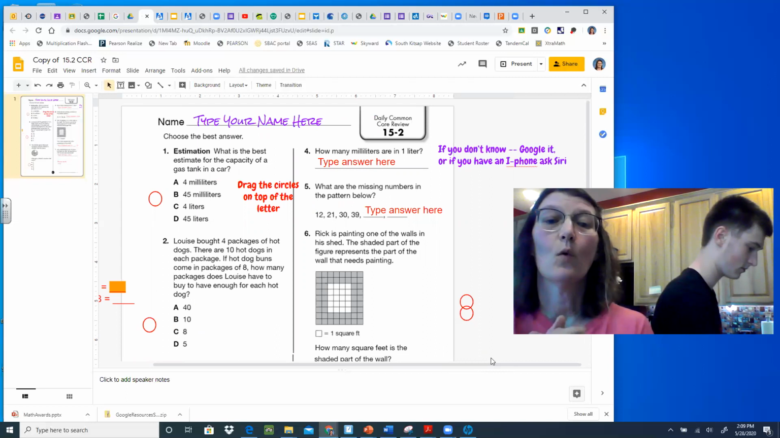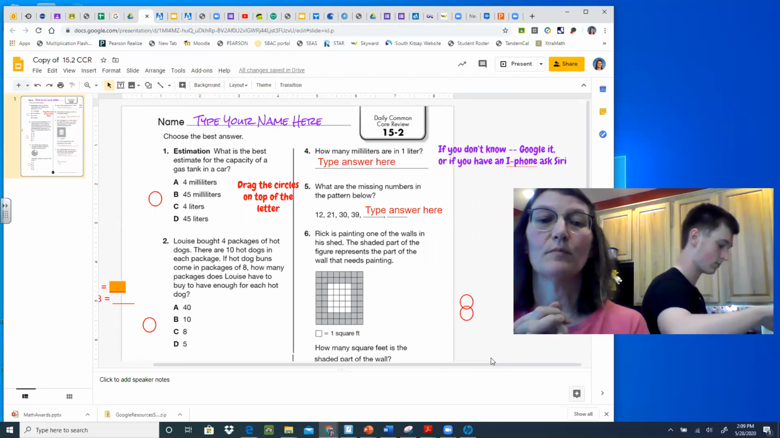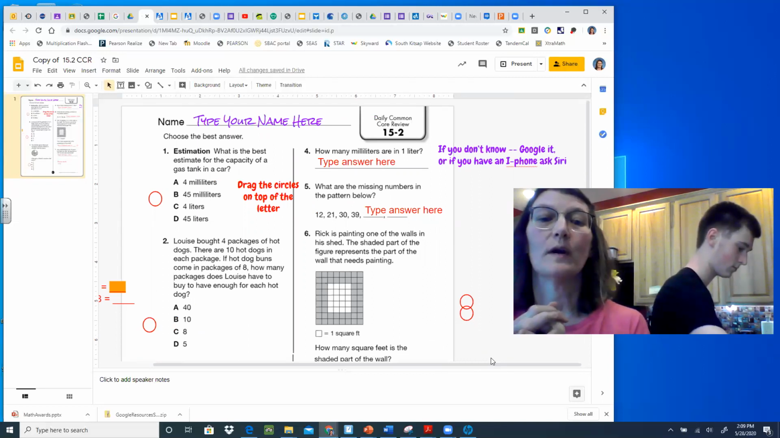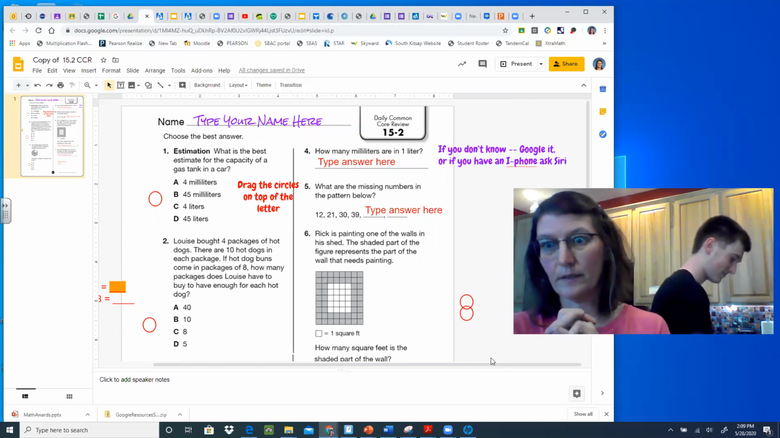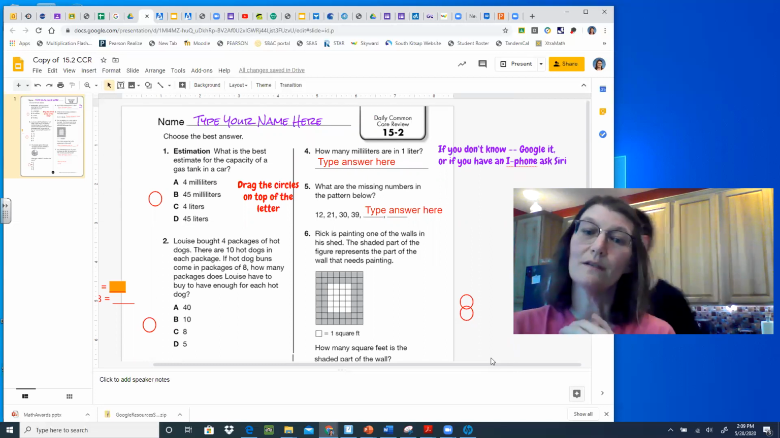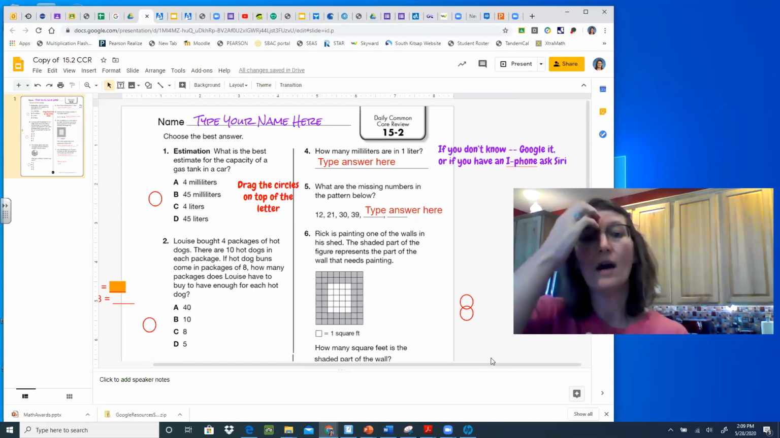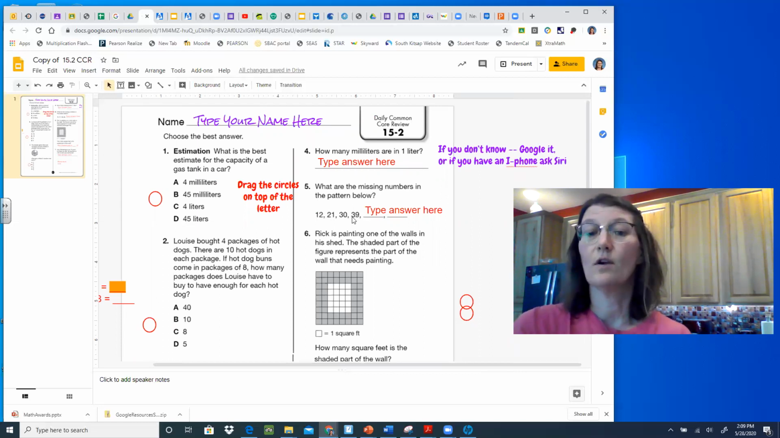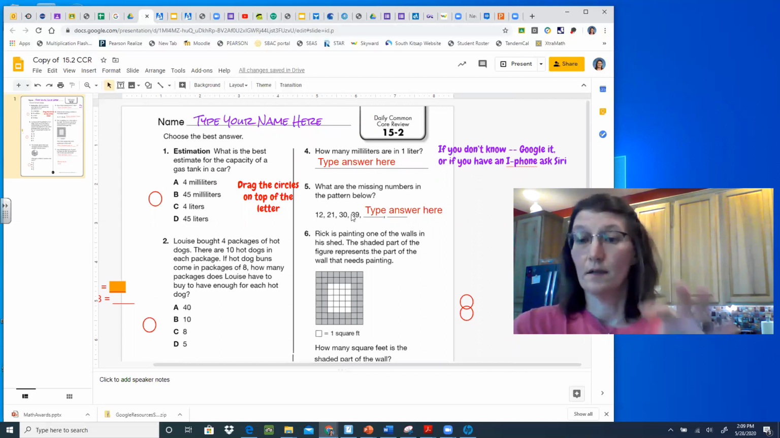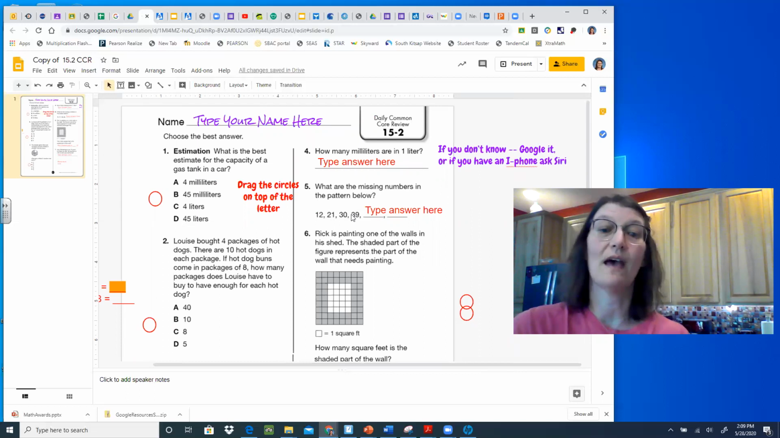Okay, number 5. What are the missing numbers in the pattern below? 12, 21, 30, 39. Oh, cake abuse, you dropped some. So as we notice, it's getting larger, but you have to figure out how much it is getting larger by. Personally, I would look at these 2. Those are the easiest 2 to see the pattern with. Figure out how much it increased by, and then add that same amount to 39. Then whatever you get, add that same amount to that number.